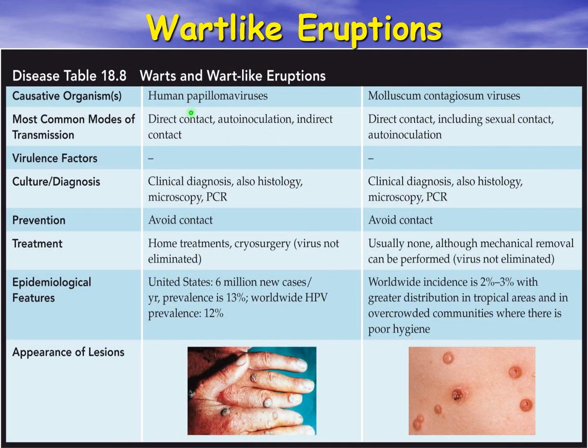Human papillomavirus is the most common wart etiological agent, and this can be passed by direct contact, auto-inoculation, or indirect contact. Treatments include home treatments or cryosurgery, and by the way, with cryosurgery, usually the virus is not eliminated, so warts can come back. I will mention Molluscum contagiosum virus, which also often causes these flat-like wart structures, and they are within the same family.